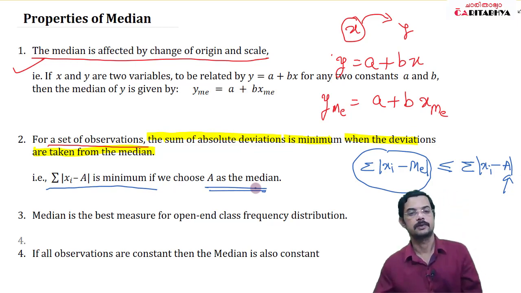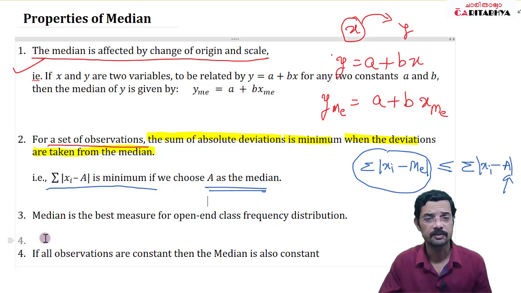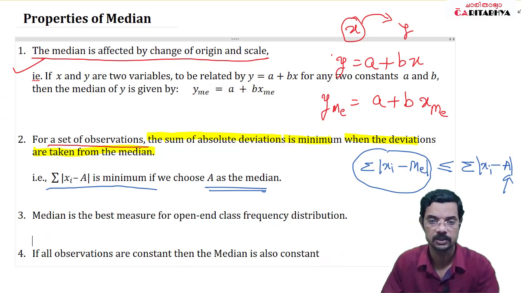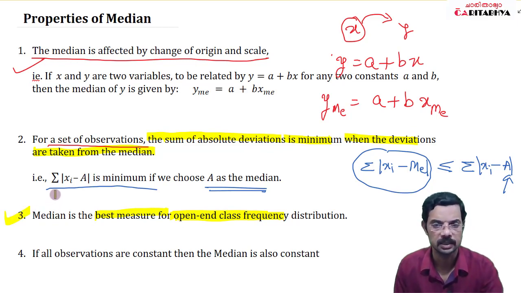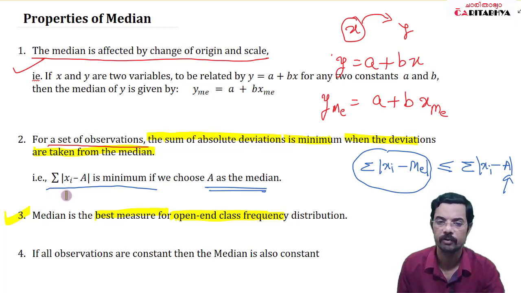Next, median is the best measure for open-ended class distributions. Median will be considered as the best measure for open-ended class frequency distribution. It's a very important property, generally asked as MCQs. You have only MCQs in your paper for the CA Foundation course.